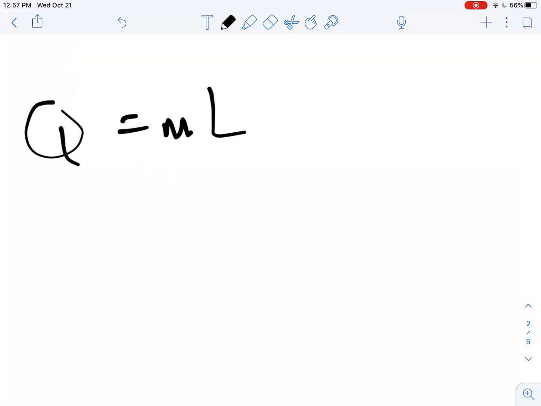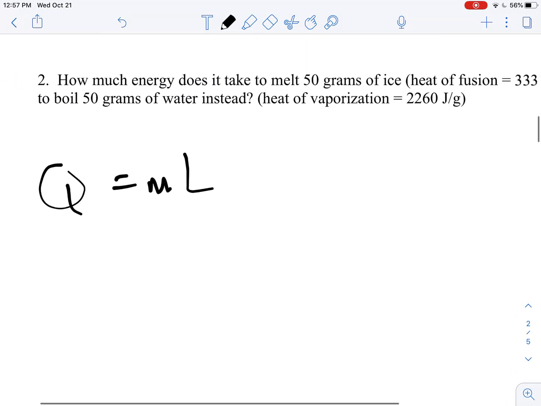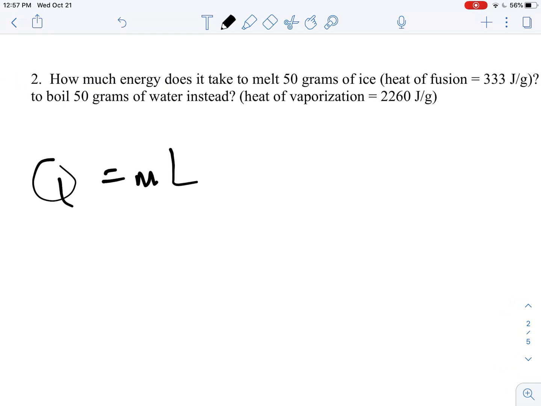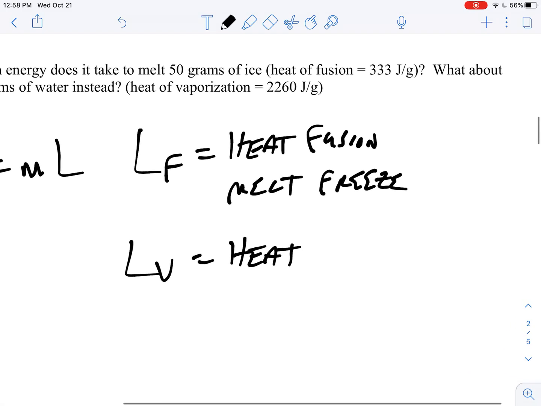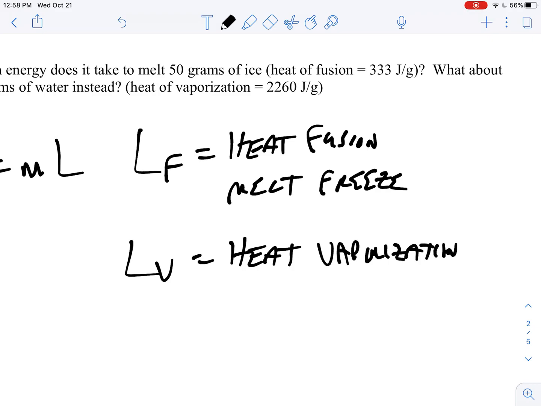And remember, for L, there are 2 different main versions of it. Technically, there's 3. L of F is the heat of fusion, and that's what you use for melting or freezing. And then L of V is your heat of vaporization, and that's what you use for boiling or condensing.